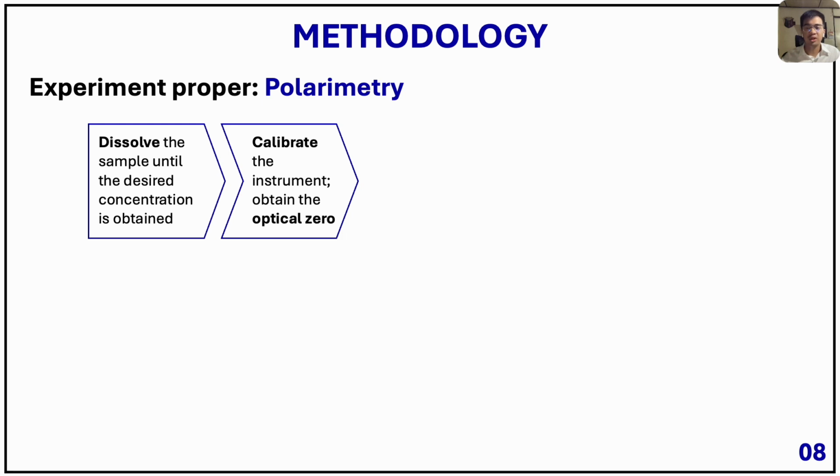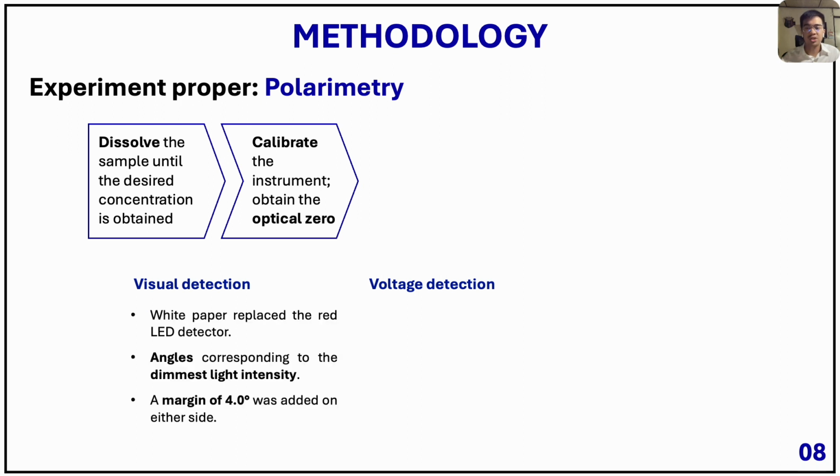From this, we determined the optical zero. To do this, two detections were done: visual detection and voltage detection. For visual detection, we replaced the red LED detector with a white paper. The range of angles corresponding to the dimmest light intensity were recorded. To ensure precision, a margin of 4.0 degrees was added on either side of these noted angles.